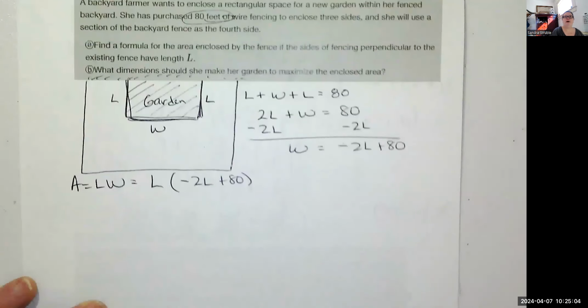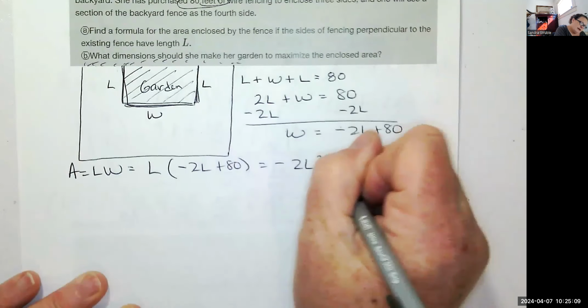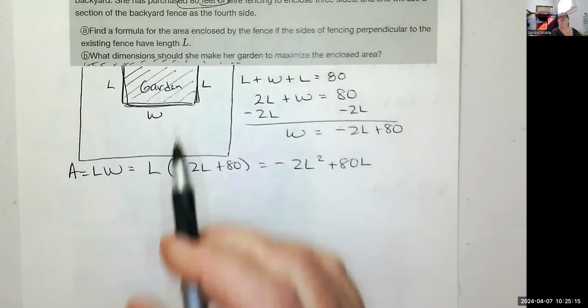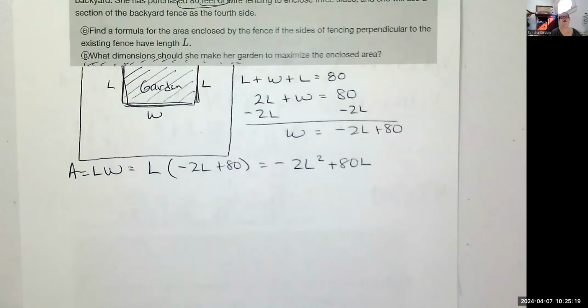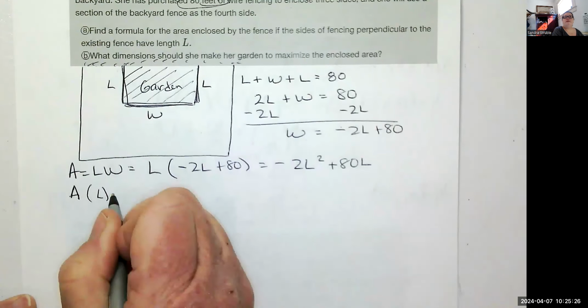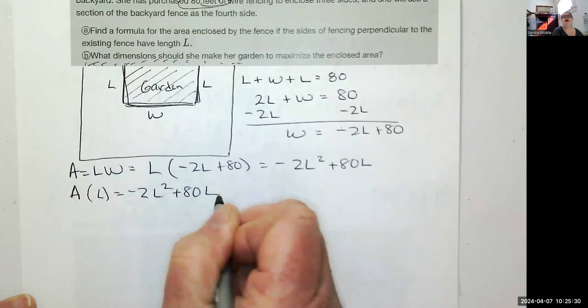All right, we can just multiply those. That's negative 2L squared plus 80L. Now, what we can do to find a formula, close. Okay, that's our area. That's our formula. Area based on L, based on the length, is negative 2L squared plus 80L. That's the answer for A.